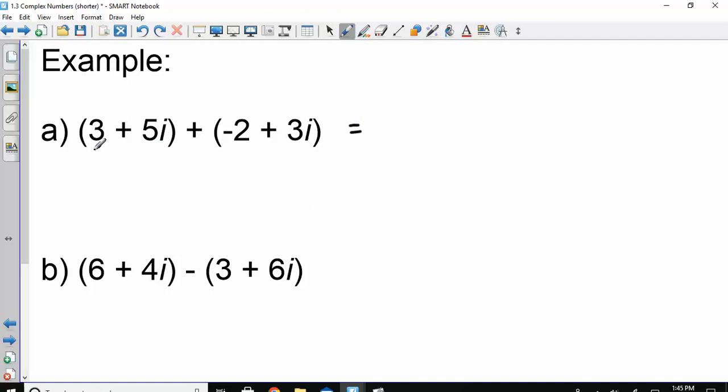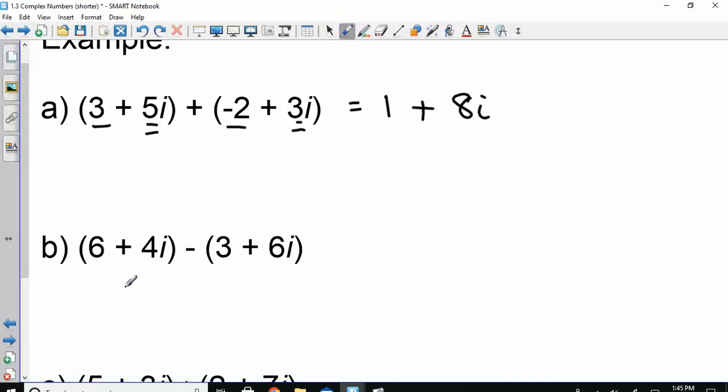So for adding, just add like terms. 3 plus -2 is 1. 5i plus 3i is 8i. 1 plus 8i. With the subtraction, what should we do? Distribute that negative, and then we just add. So 6 plus -3, -4i and -6i is -2i.